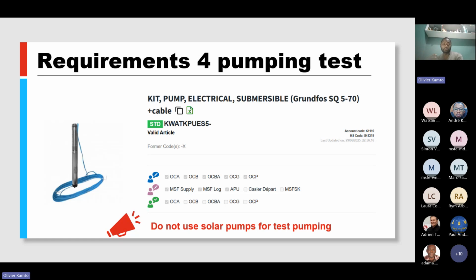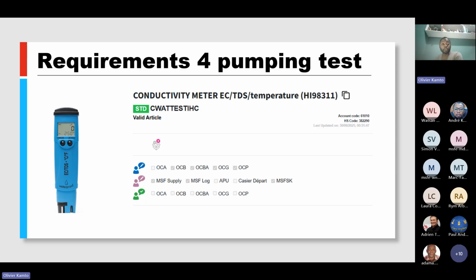And similarly for the step drawdown test, where, as we'll see in a short while, we'll have to be playing with the different flows. It may be a little bit challenging again with solar pumping. So when running the pumping test, we would advise to not use the solar pumps. Then we also have water quality testing tools.